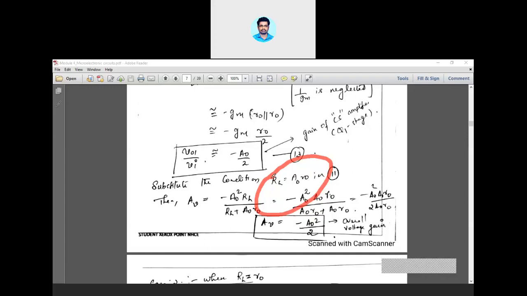In the small signal analysis, we derived the equation for input resistance, followed by the open circuit voltage gain, the overall voltage gain, and how this gain varies with respect to load resistance RL. That also we have seen. Now today we'll be discussing the frequency response of this cascode amplifier.